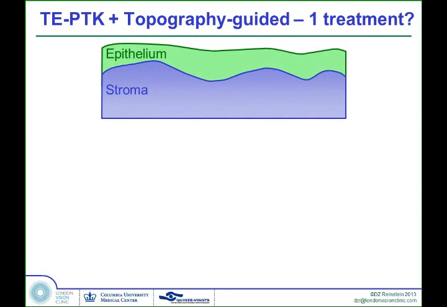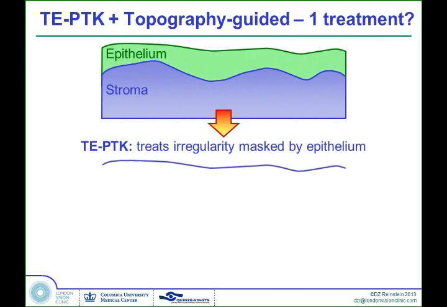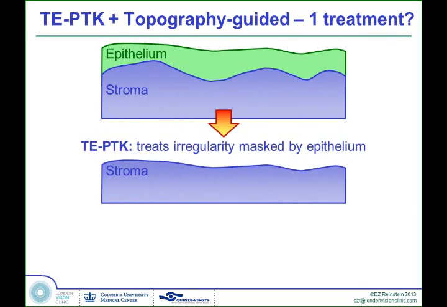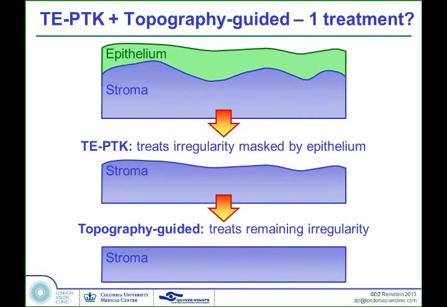If Alex was in the room, he would have said, but Dan, you could have done that all in one treatment by just using the remaining irregularity, which is what the epithelium couldn't do, as the epithelial mask and the topography at the same time. So if you do a trans-epithelial PTK, you basically translate the epithelial surface down to the stromal surface, right? You translate that surface down to the stromal surface, and then the topography-guided treatment takes care of the rest of the irregularity, and now you've got your perfect surface.